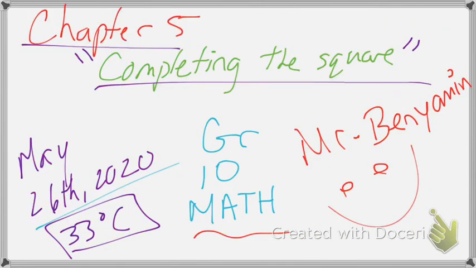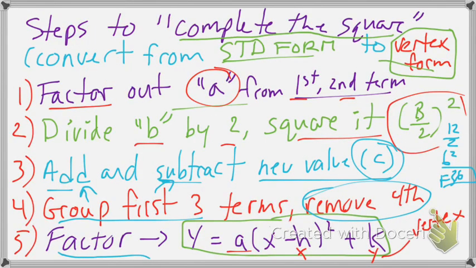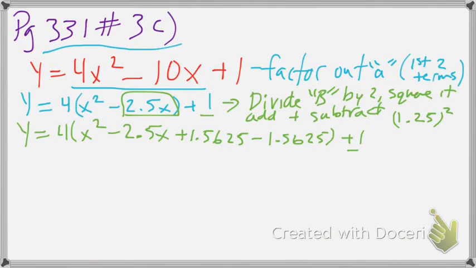Now I'm going to refer back to my rules just to make sure we are where we are. So we factored out a, divided b, squared it, added and subtracted. We've done all that. So now we have to group the first 3 terms. What color should we do this in? Purple. So first term, second term, third term. This we're going to group together, okay?